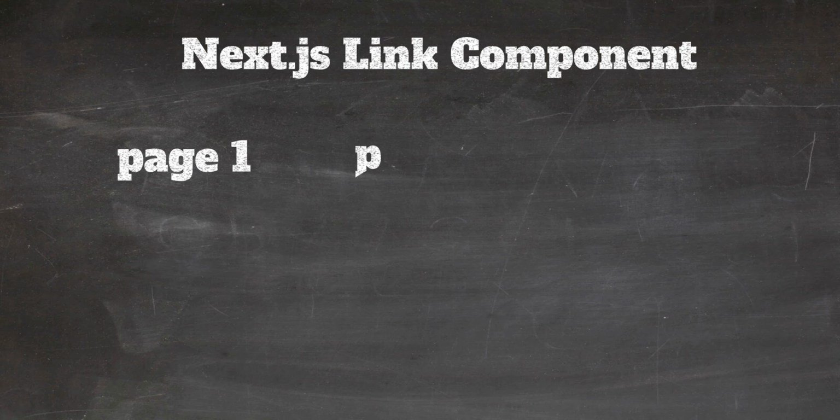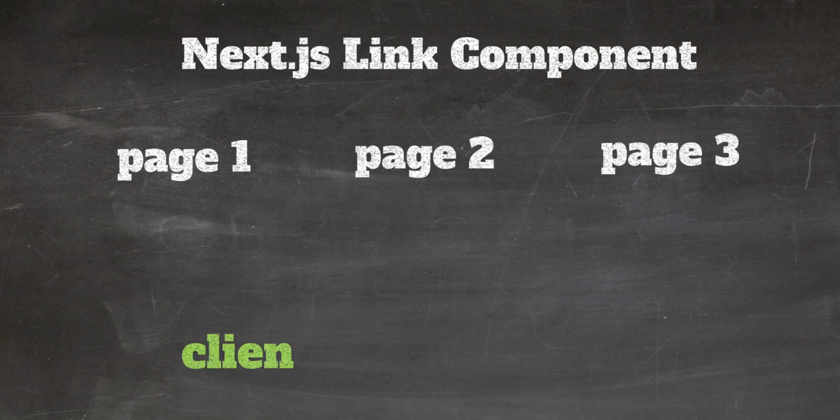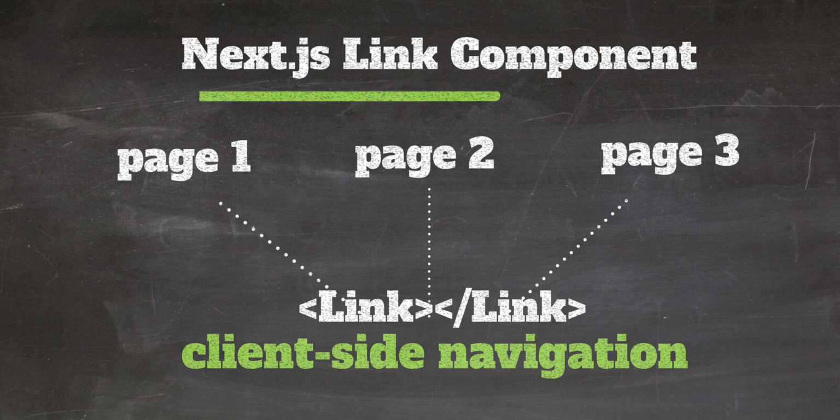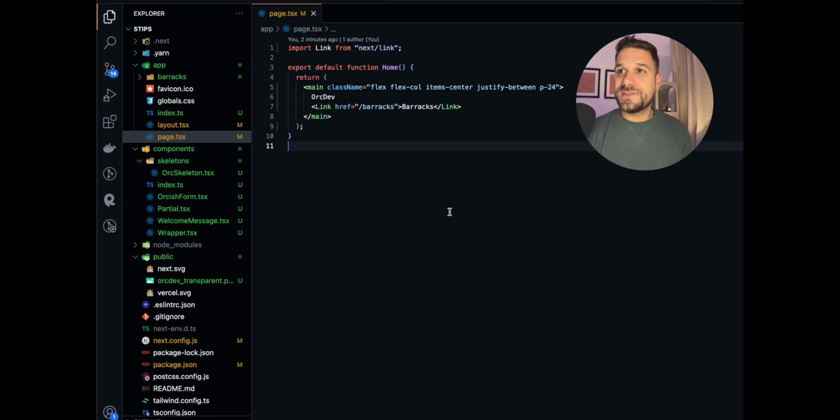And final tip number 5 is use Next.js Link Component. Next.js Link Component allows you to do client-side navigation between pages in your application. It is the primary way to navigate between routes in Next.js. Check how easy it is to use it.